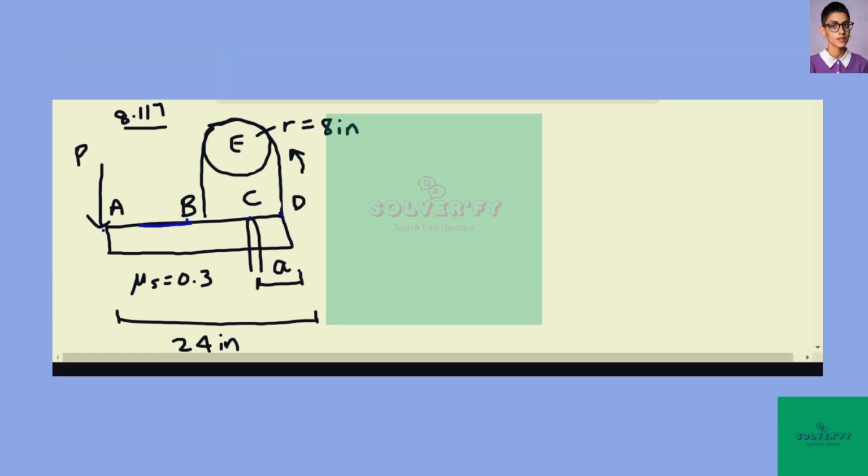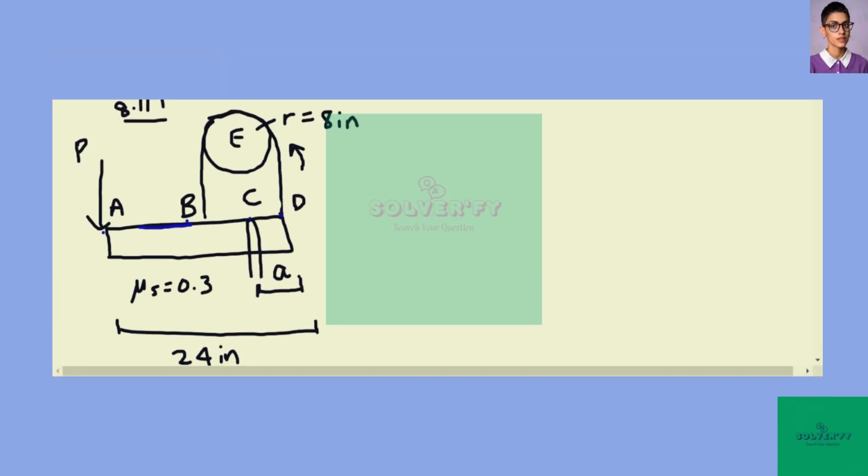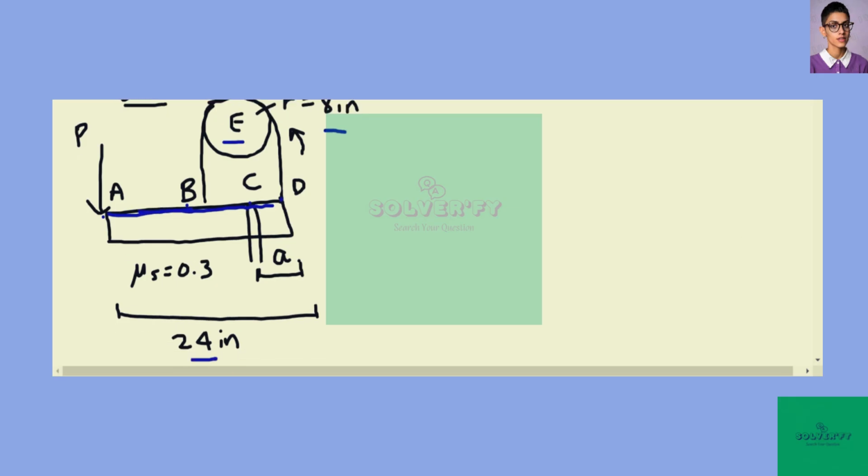So in this question, we're given a brake drum E and a bar A, B, C, D. We're told that the radius of the brake drum is 8 inches, the total length of the bar is 24 inches, and the static coefficient of friction is 0.3. We're asked to calculate A when there's no self-locking mechanism. So let's break the brake drum and the bar down into two free body diagrams.